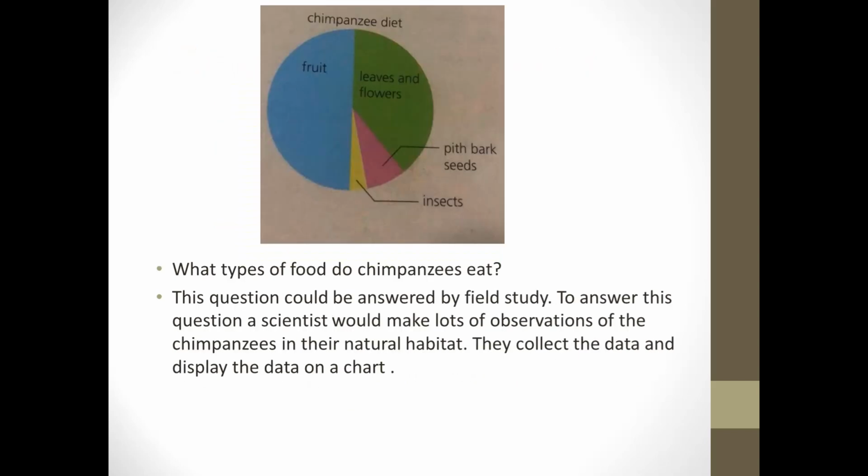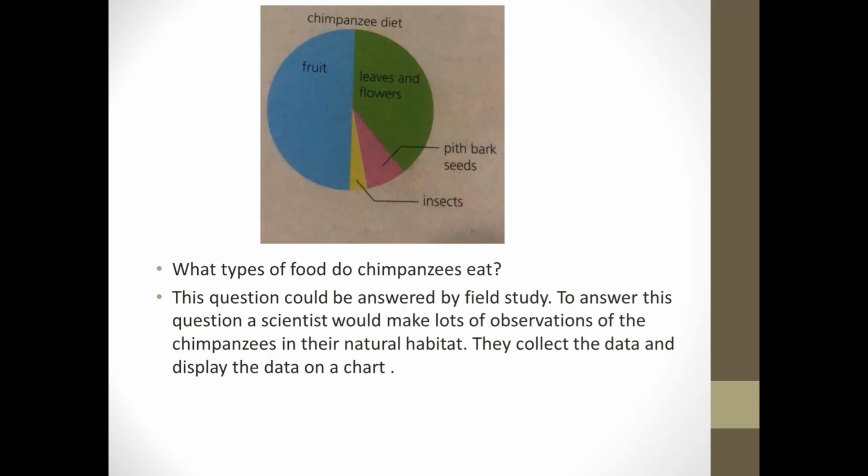For example, this is a type of field study. What types of food do chimpanzees eat? This question could be answered by field study. To answer this question, a scientist would make a lot of observations of the chimpanzees in their natural habitat. They collect data and display the data on a chart. What is the data? The data is the type of food.